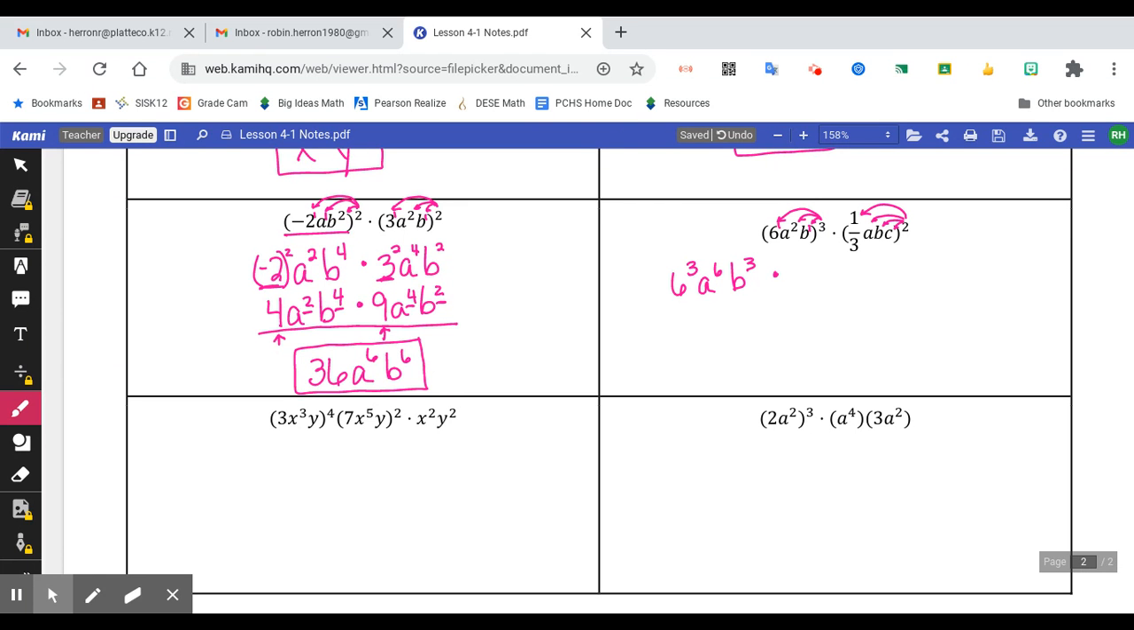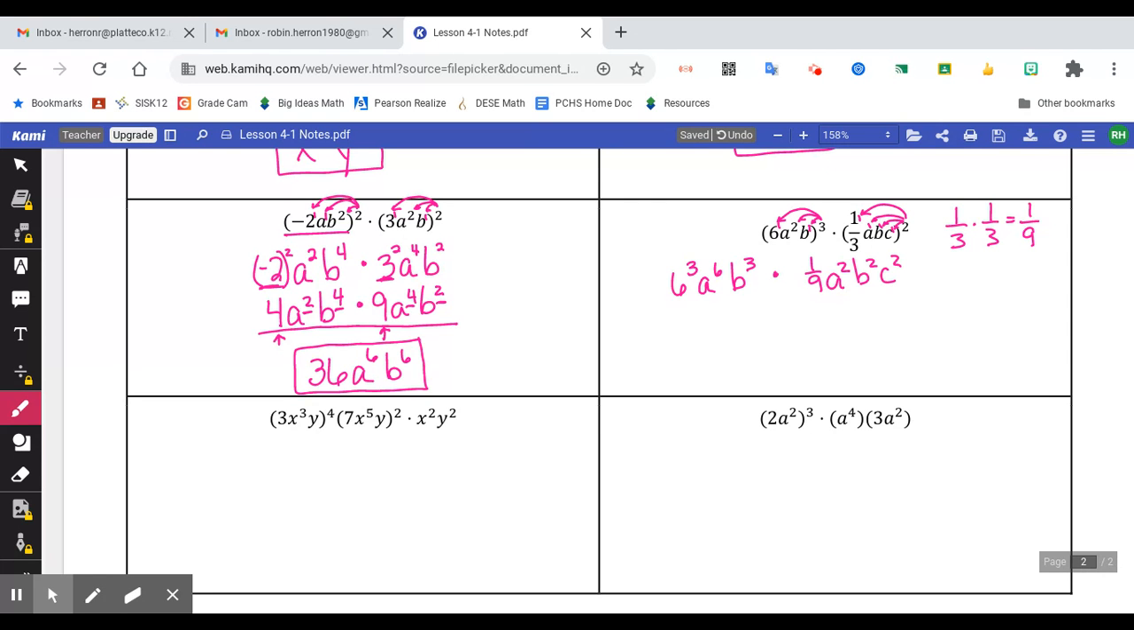1/3 squared would be 1/9. Remember, it's like 1/3 times 1/3. So the tops stay and the bottoms get multiplied. Or multiply straight across, sorry, top and bottom. Okay? Then I've got a squared, b squared, c squared, because these are all 1, 1, 1, and then a 1 up here.